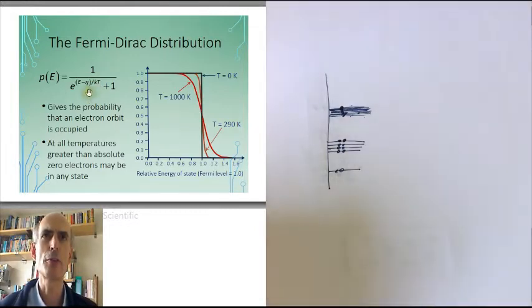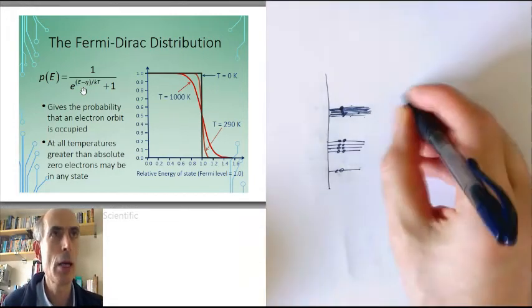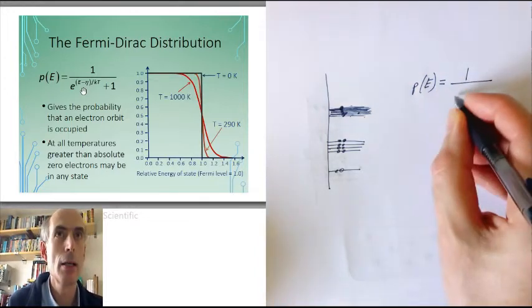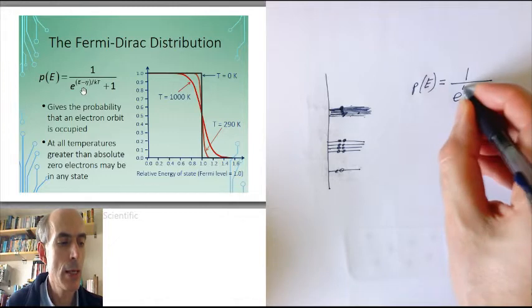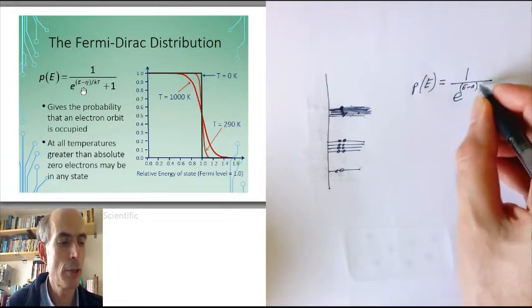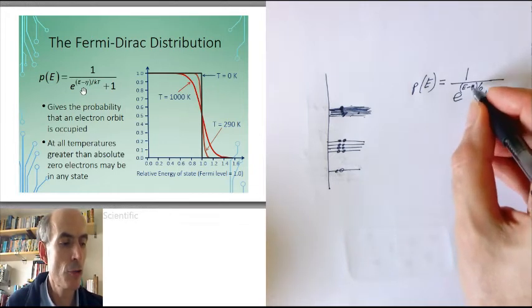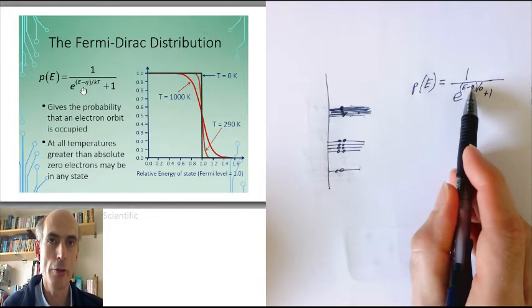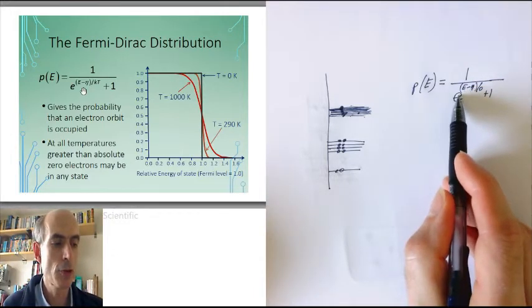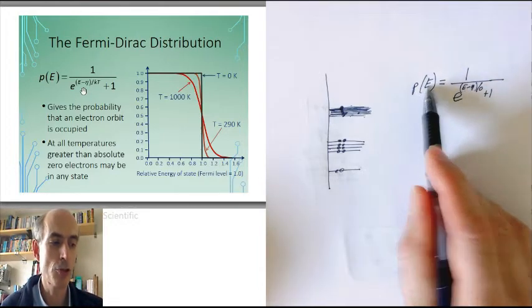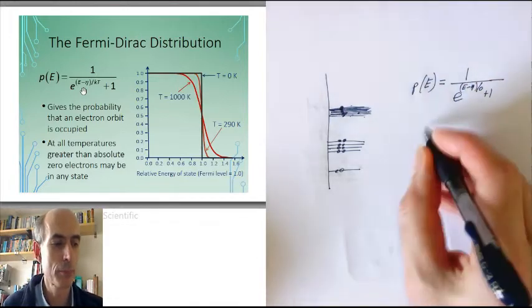Now we can see how this works a bit. Supposing T was 0, so we're at absolute 0 in temperature here. That would mean that the probability of occupying a state is 1 over e to the power of (E minus the Fermi level) divided by 0, plus 1. Well, if the energy of the state of interest is greater than the Fermi level, then this would be e to the power of positive infinity, which is infinity, so the probability of occupation would be 1 over infinity, or naught.